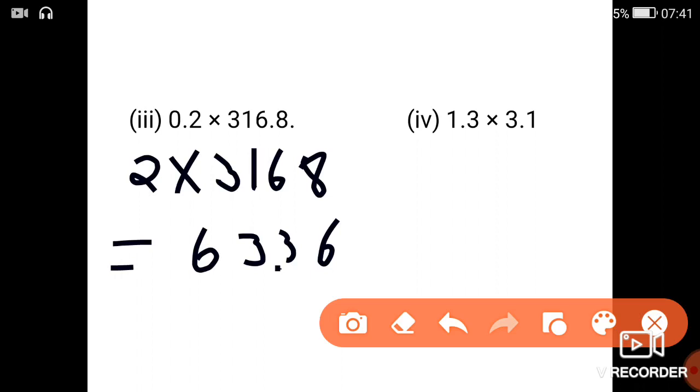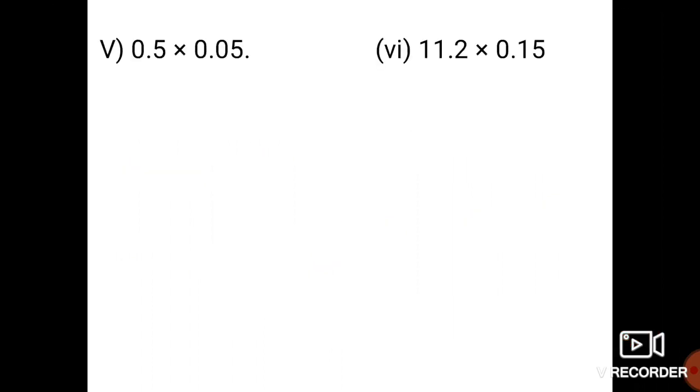Next, fourth problem we have 1.3 into 3.1. So we will represent it as a whole number. We will write down 13, multiply it with 31. So that is equal to 403. So here also there are 2 digits after the decimal points in 1.3 and 3.1. So we will place the decimal point after 2 digits. So it is 4.03.